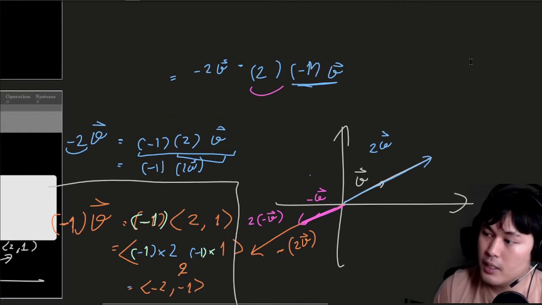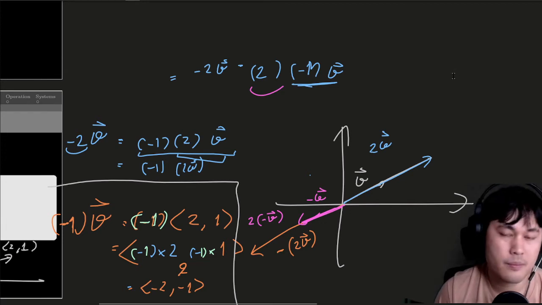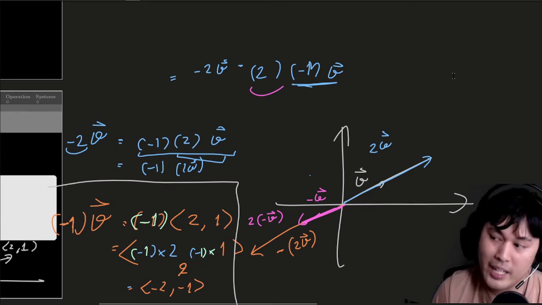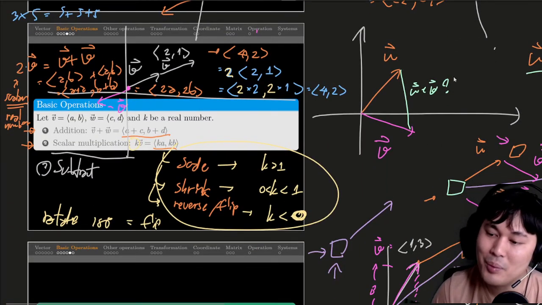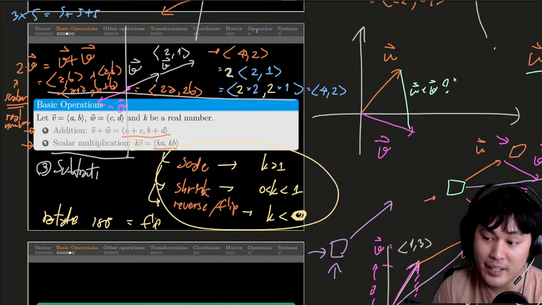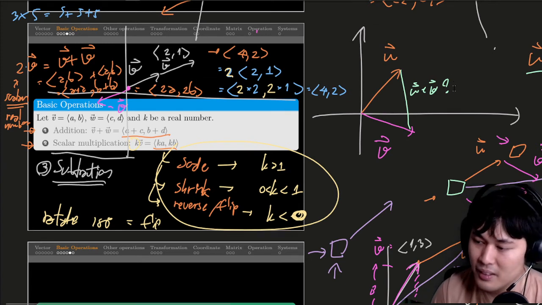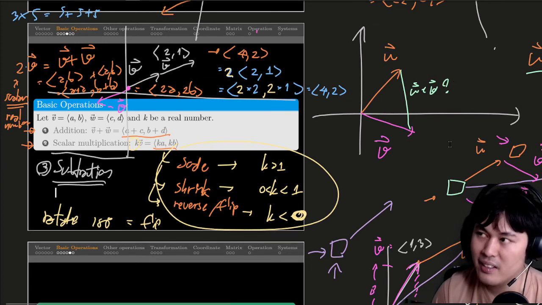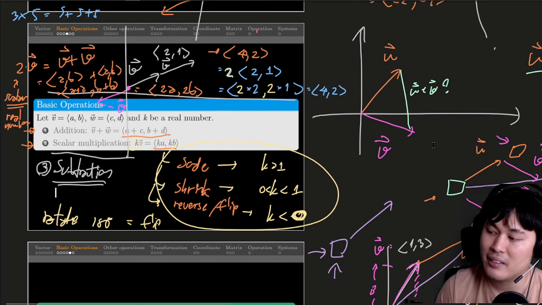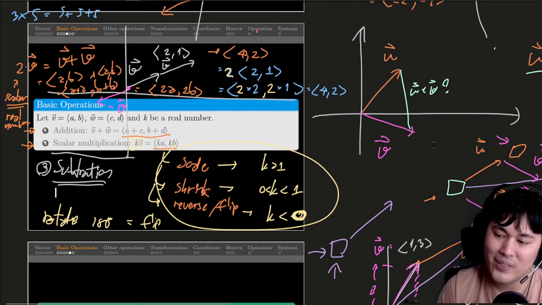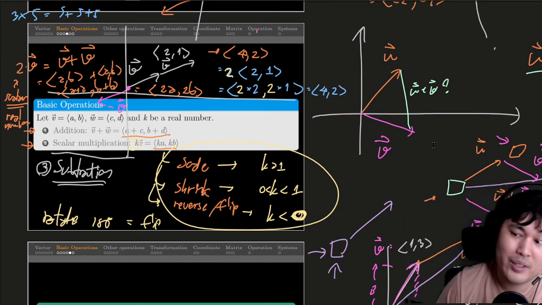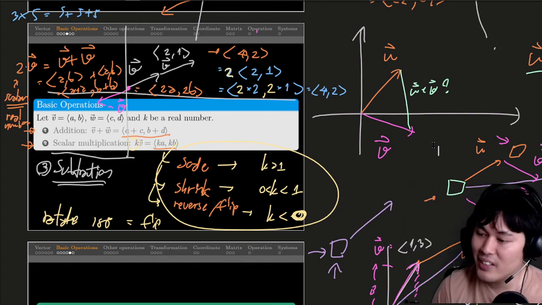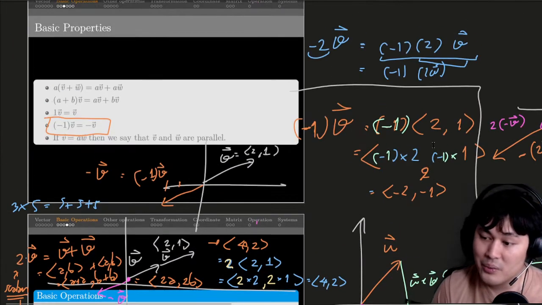Alright, so that's the second operation. Now we have a third one. And interestingly, I put this as the third one because it's subtraction. Now, I don't like the way Thai schools teach vector subtraction. So I will tell you how they teach it at the end, and use the way I use.